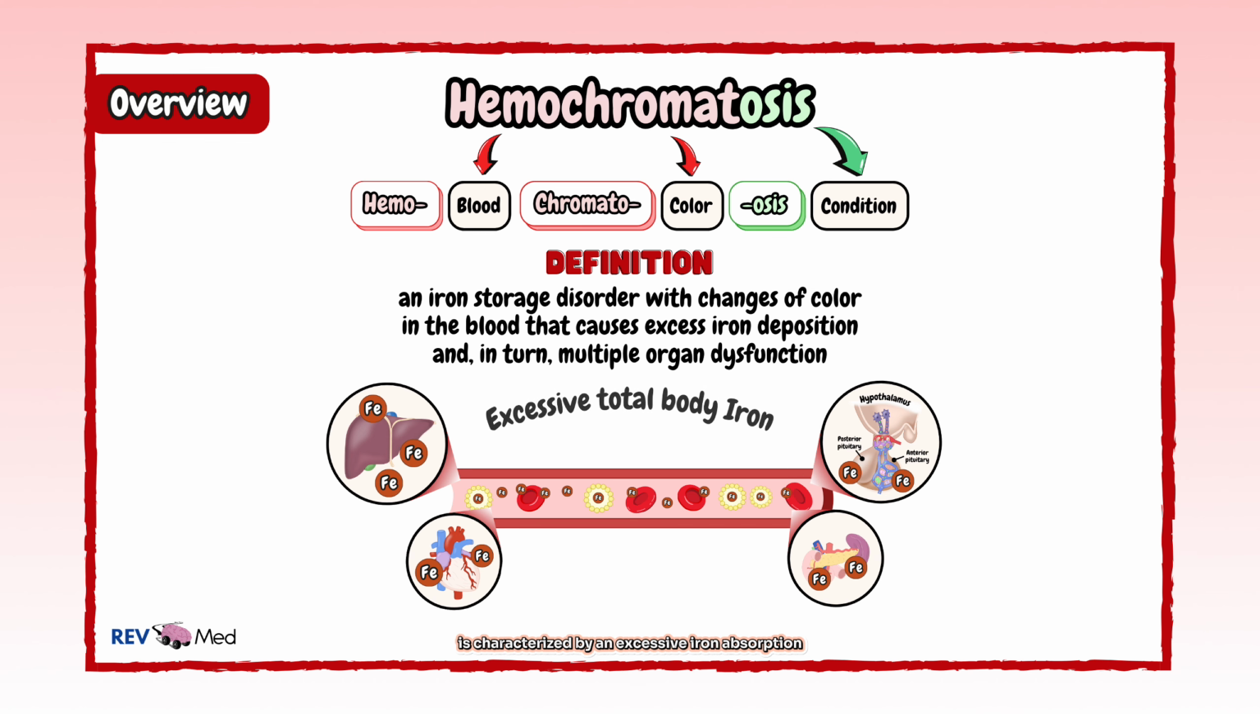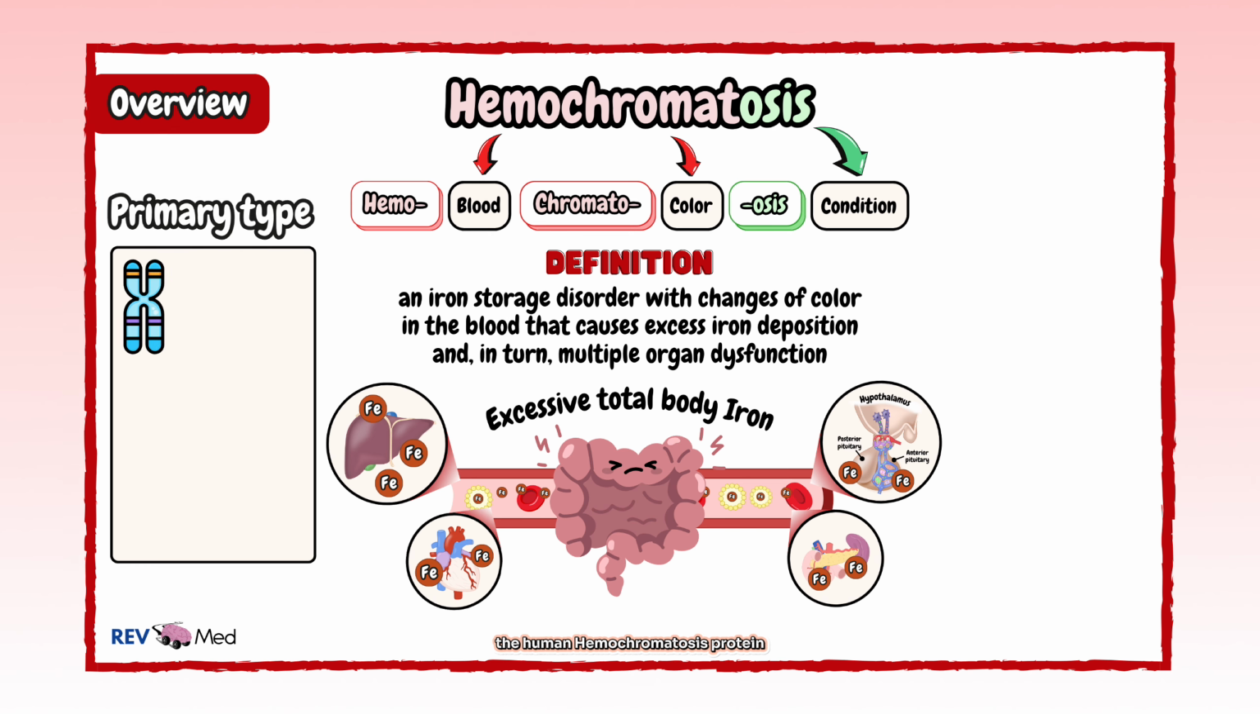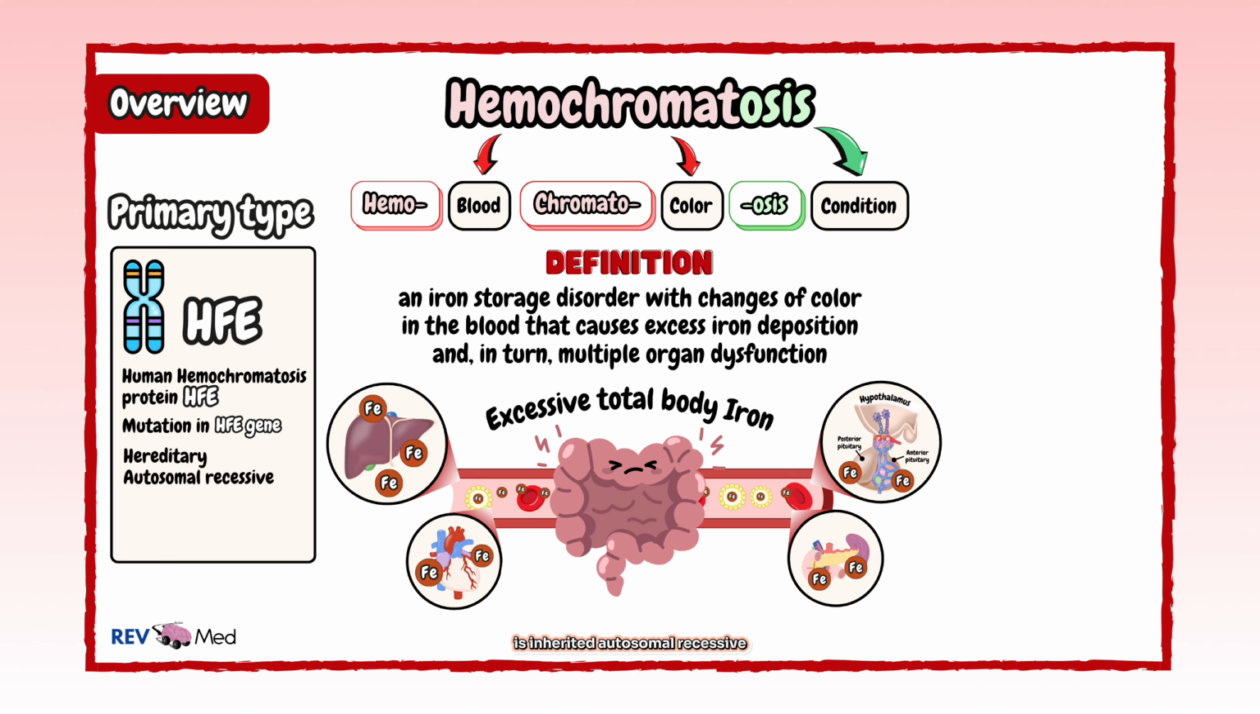Hemochromatosis is characterized by an excessive iron absorption in the intestine, which leads to iron deposited in organs and tissues. It's an iron overload, too much iron. The human hemochromatosis protein, which we abbreviate to HFE, the primary type of hereditary hemochromatosis is inherited autosomal recessive. The C282Y mutation is the most common mutation in the HFE gene on chromosome 6, which causes most cases of hereditary hemochromatosis, but other genes can cause this mutation as well.